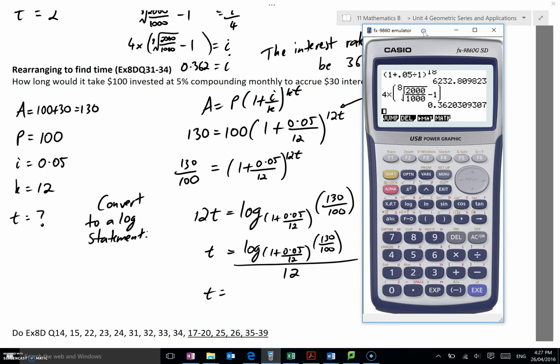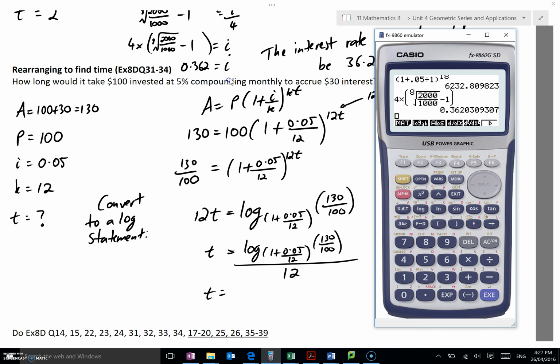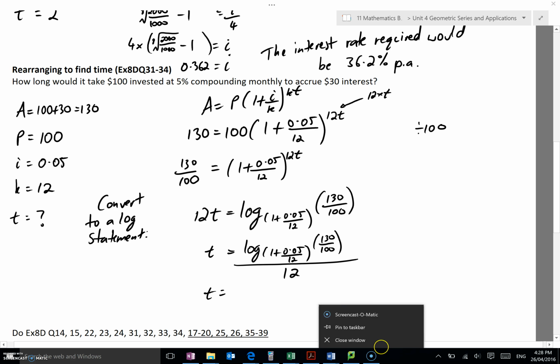This will take some expert calculator usage. So in math, I use this log with different bases. Okay, 1 plus 0.05 on 12 is my base. I can use brackets there if I want. Okay, 130 on 100. And then this whole thing I'm going to divide by 12. Hopefully I don't get an error. 5.258, that'll do me.